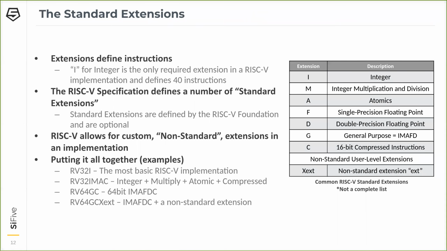So extensions define the instructions supported by an implementation. And for all RISC-V implementations, the only required extension is the I extension, and I stands for integer. The integer extension defines a set of 40 instructions. And then the RISC-V specification itself also defines a number of what it calls standard extensions.